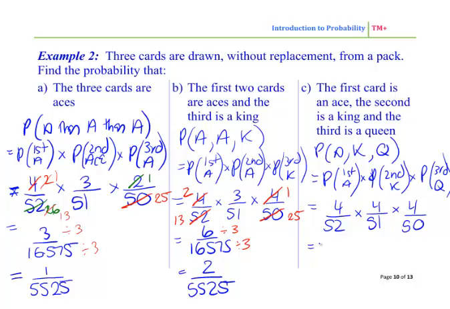So what I'm saying by that is you can just go 4 fraction button 52 times 4 fraction button 51 times 4 fraction button 50, and you'll get an answer of 8 over 16575. So you can use your calculator to help you out.